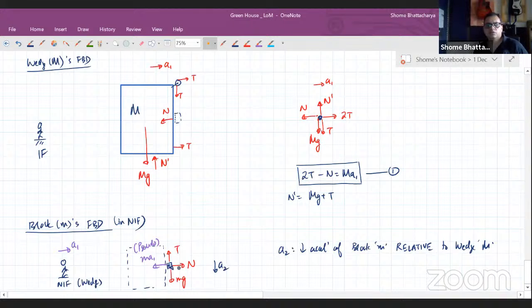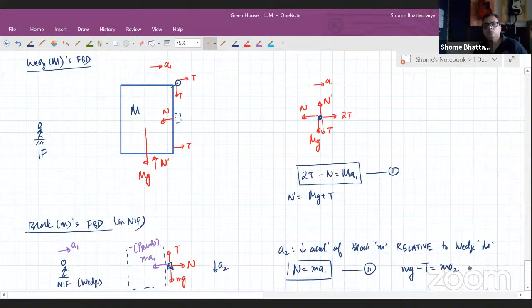Okay. So for this one, we have N is equal to small m A1. That is our second important equation. And the net force downwards, mg minus T, is equal to m A2. So this is our third equation.